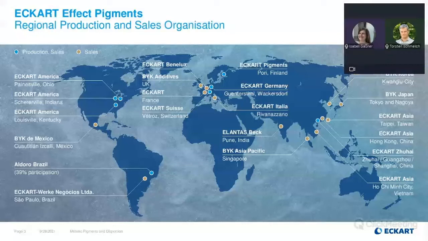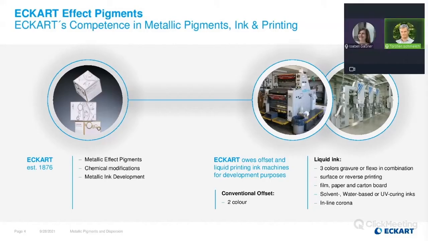This is our global footprint, ECKART's competence in metallic pigments, ink, and printing. We have been producing metallic pigments since ECKART was founded in 1876. Beyond the milling technology, we have developed processes for customized supply forms, chemical modification, and various stabilization methods for corresponding applications in the various market segments.